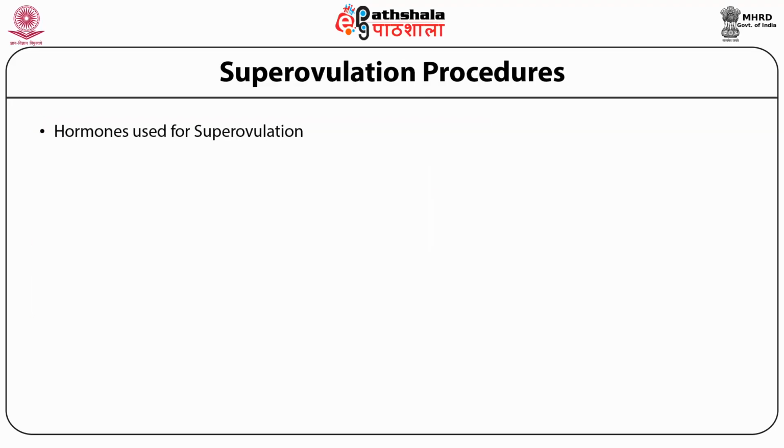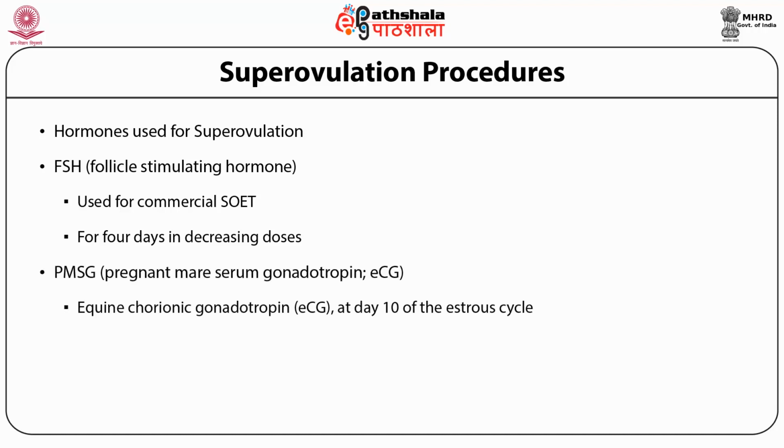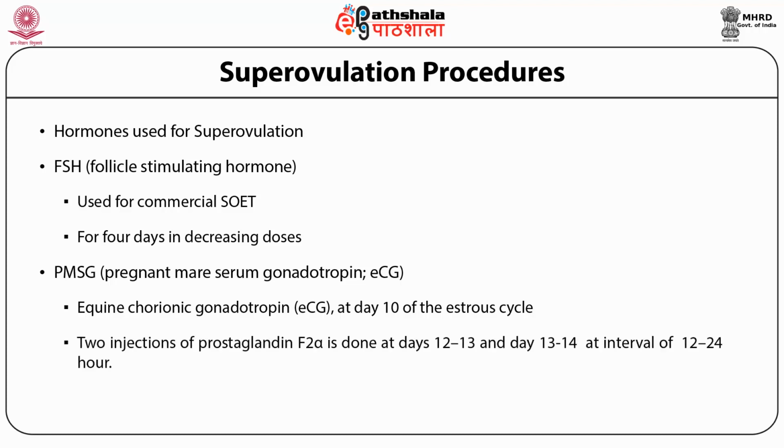So what methods can be used for superovulation? Two hormones, that is FSH, follicle stimulating hormone, and PMSG, that is pregnant mare serum gonadotropin, also known as equine chorionic gonadotropin, can be used for superovulation. FSH can be used in multiple doses for 4 days in decreasing dose, and it will result in superovulation. Equine chorionic gonadotropin, when injected in a single intramuscular injection, will result in superovulation after 2 injections of prostaglandin F2 alpha at day 12 to 13 and 13 to 14 at an interval of 12 to 24 hours.